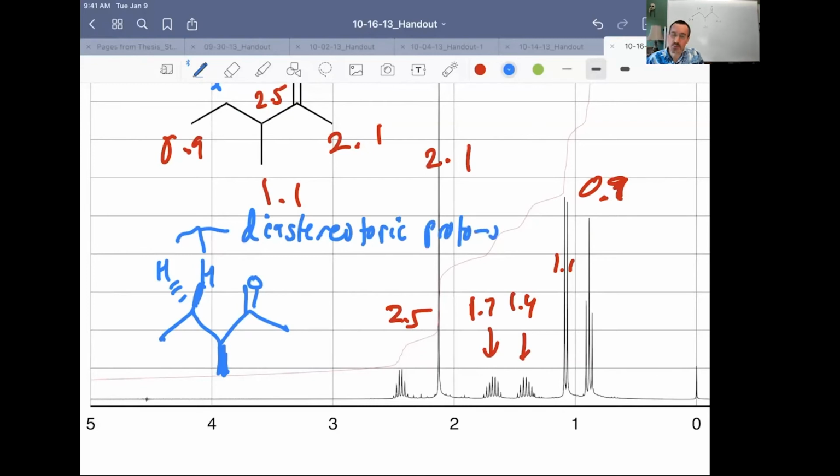That means they experience slightly different environments. Diastereotopic protons are not, and we'll get into this in our next lecture, chemically equivalent. They often will appear at different positions.